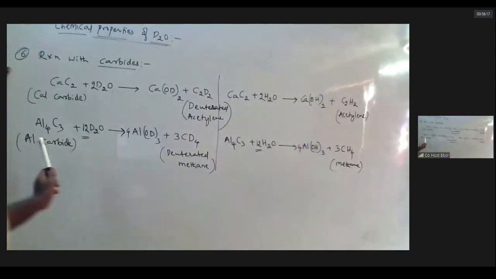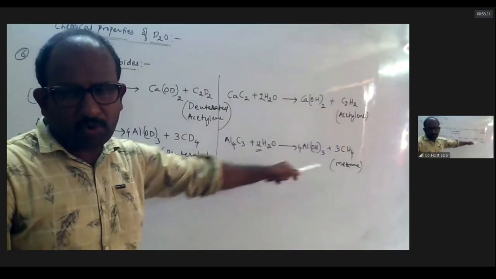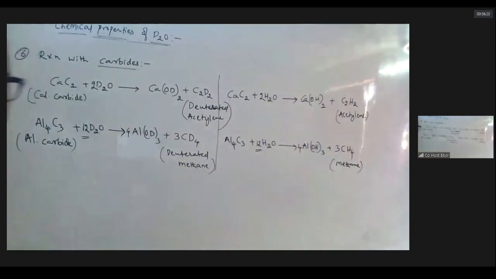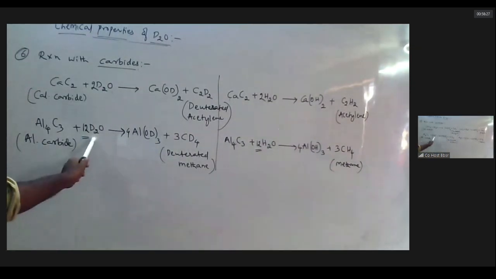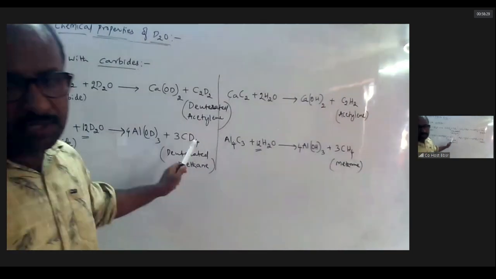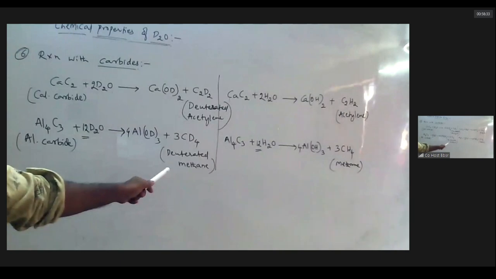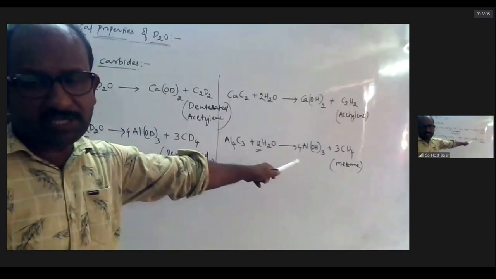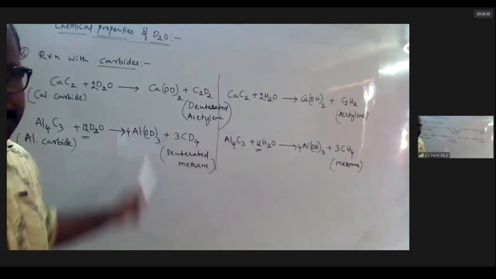Aluminum carbide reacting with water produces methane. Same thing, aluminum carbide is reacting with deuterium oxide, producing deuterated methane. There it is methane, so here deuterated methane. There it is aluminum hydroxide, so here deuterated aluminum oxide.